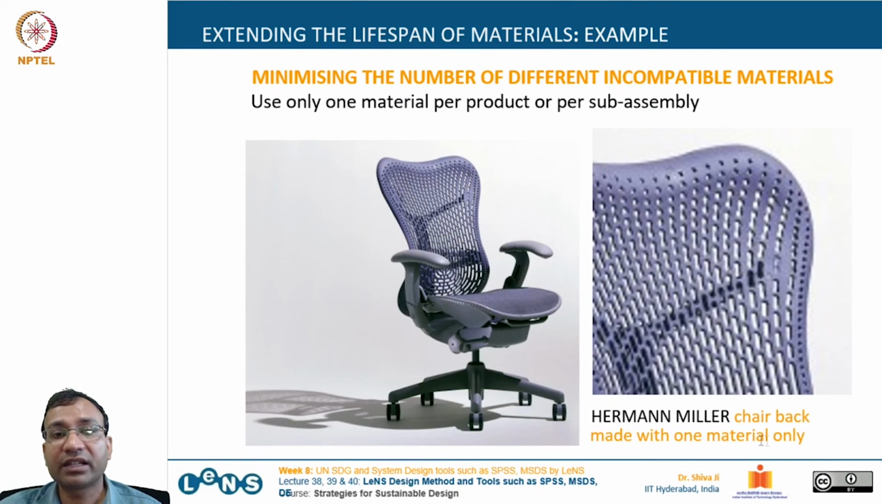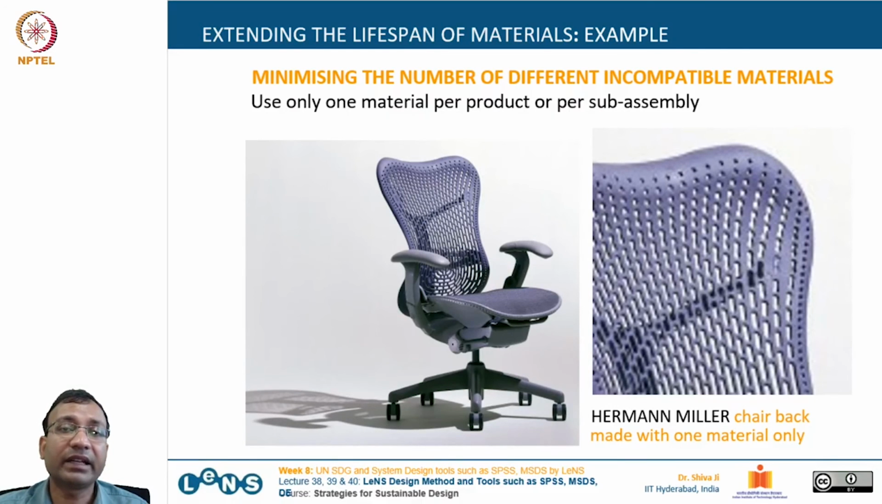The chair's back is made with one material only. The entire back unit doesn't utilize a combination of different materials, which is very difficult to segregate or dismantle at the end of their life cycle. This whole unit of the back can be directly taken for recycling and dismantling, because it is a single material altogether. So these are some examples we saw in real life.